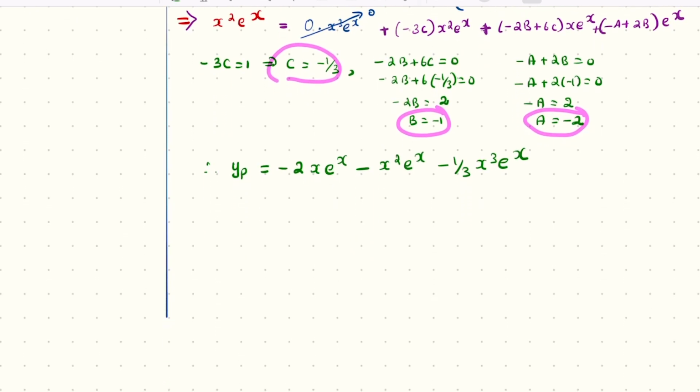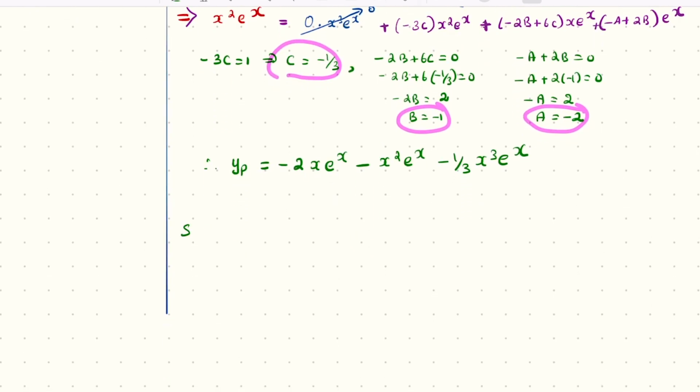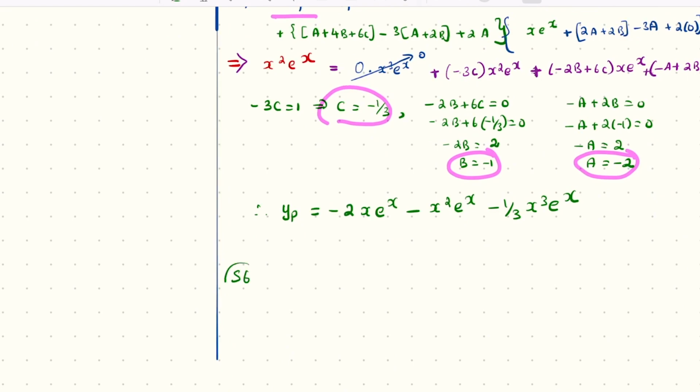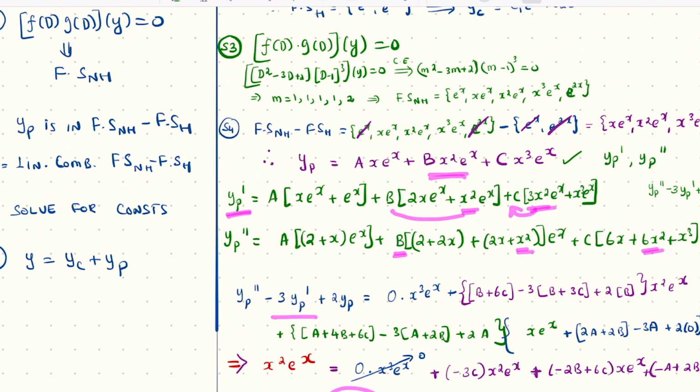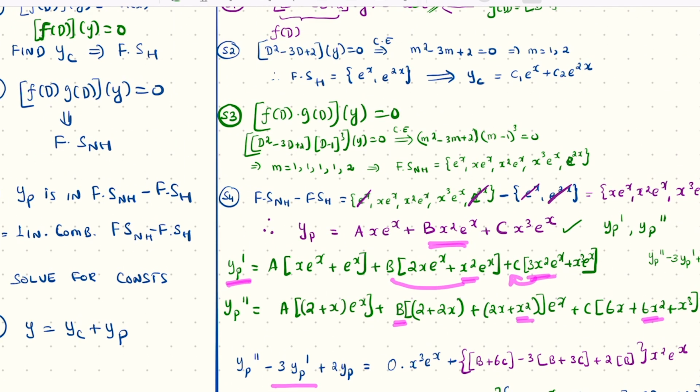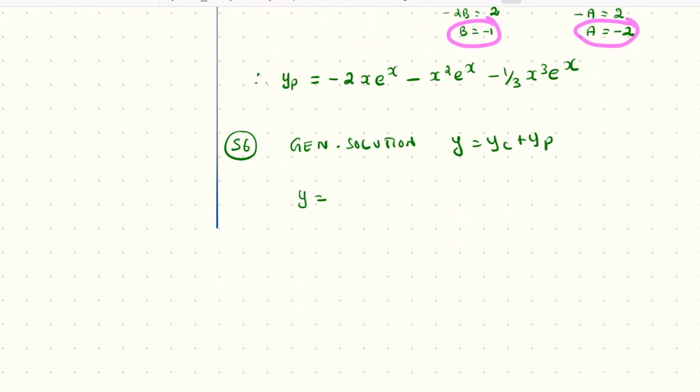And so the next step, the last step, is finding the general solution. And that's our step number 6. So the general solution is y is equal to yc plus yp. And here my yc is, as you see here, c1 e to the x plus c2 e to the 2x.